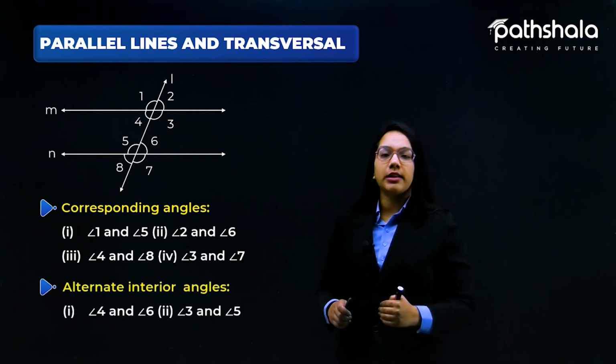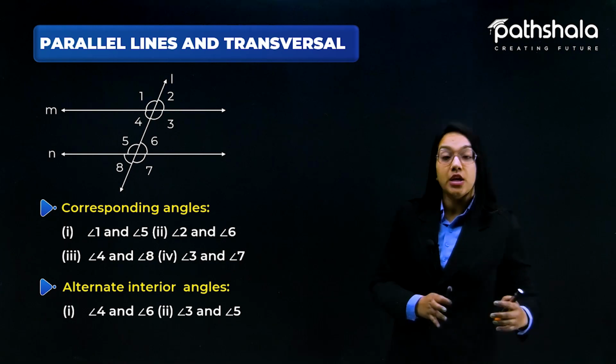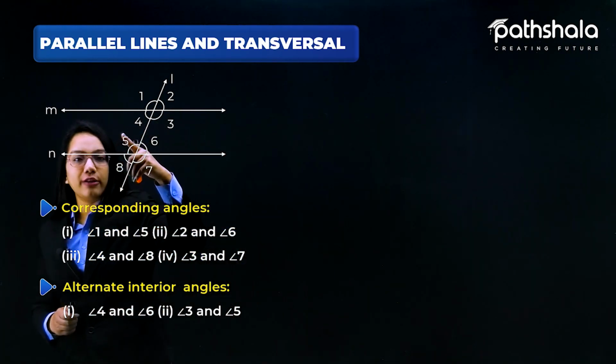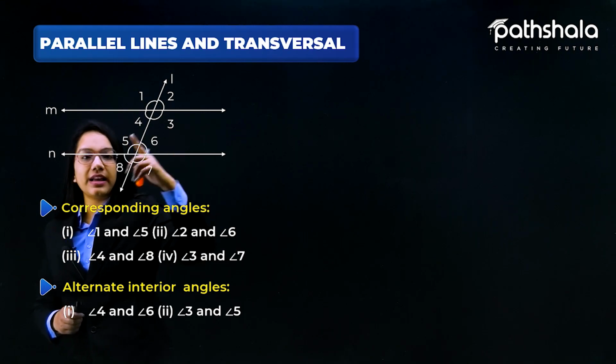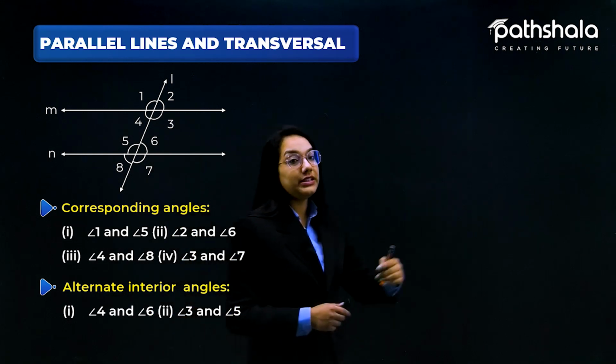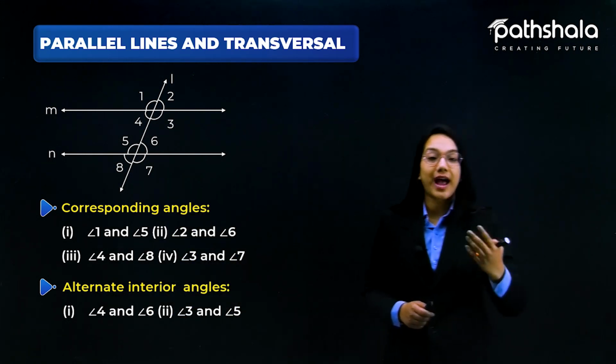Furthermore, there are some other angles which are called the alternate interior angles. So we have alternate interior angles over here, which are angle 4 and angle 6, and angle 3 and angle 5. These are called the alternate interior angles that are formed between the two parallel lines and a transversal.